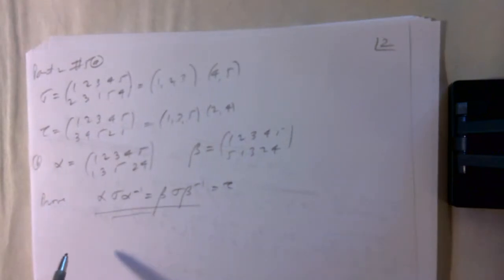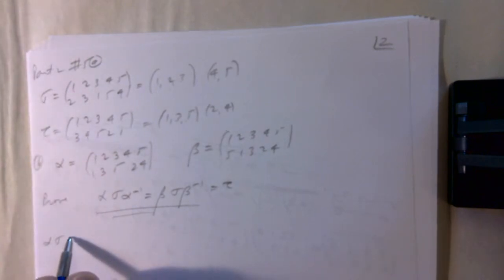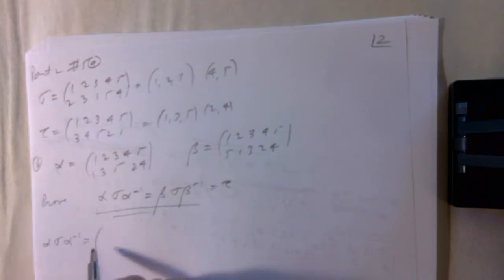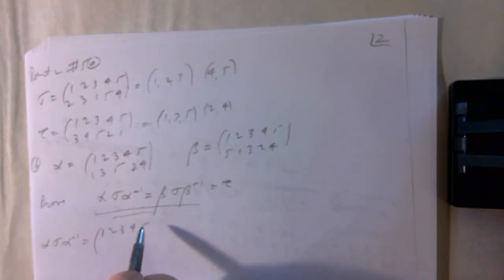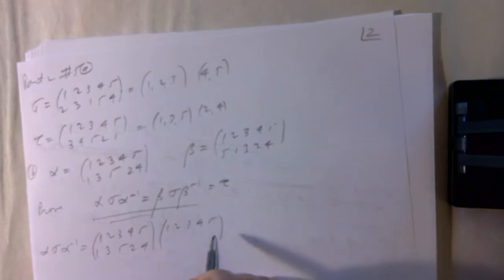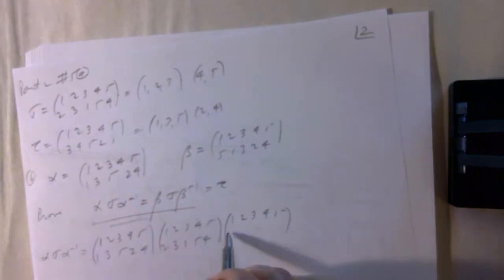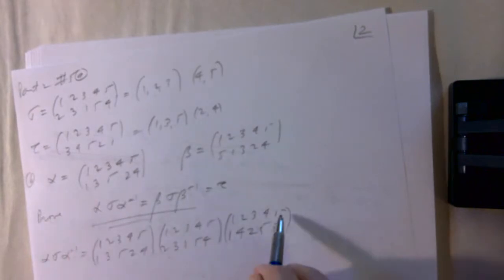So one way to do it is just to actually do the calculation. So alpha sigma alpha inverse is 1, 2, 3, 4, 5, 1, 3, 5, 2, 4 times sigma 2, 3, 1, 5, 4 times alpha inverse. So here's alpha. What is the inverse? 1 goes to 1, 2 goes to 4 in the inverse, 3 goes to 2, 4 goes to 5, 5 goes to 3.